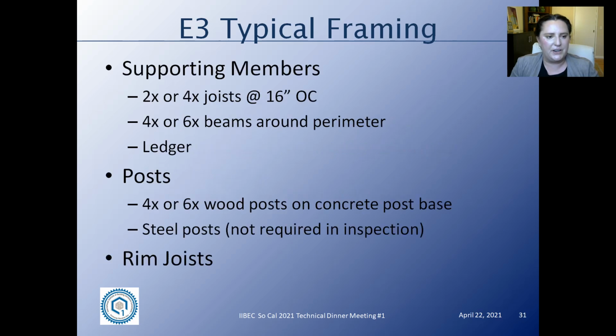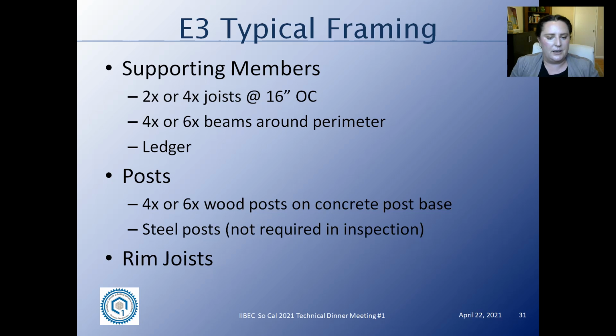Supporting members can vary as well. They're typically around 2x or 4x joists or 4x, 6x beams and ledger type situation. There could be 4x or 6x wood posts with a concrete post-based foundation, or they could also be steel posts. Those are not required as part of SB 721 and SB 326 because they're steel. So we'll get a little bit into that when we're talking about the different Senate bill requirements.